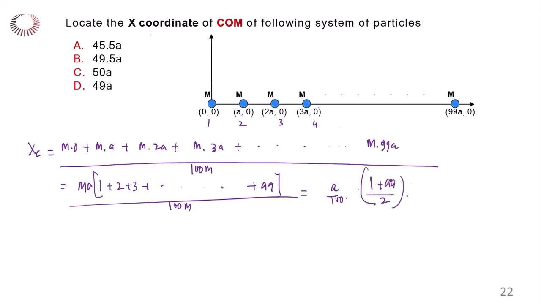How many numbers are there? Total numbers are 100, so it is less than 1, that is 99. So n by 2 into a plus l. So 99 by 100, this number cancels out, so 99 by 2 into a. So that is 49.5. That is your answer.